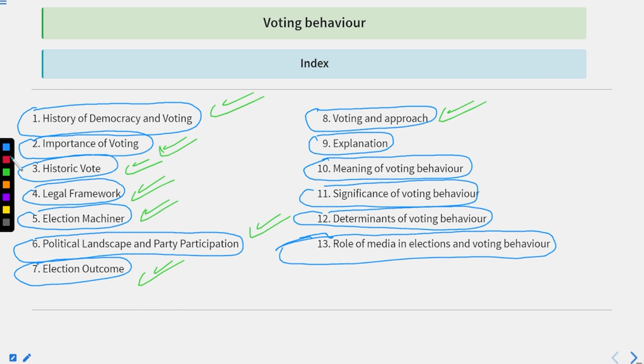If we talk about the topics that we are left with, we are left with the explanation, meaning of voting behavior, significance of voting behavior, determinants of voting behavior, and the role of media in elections and voting behavior. All right. So that is the picture that we have created so far. We will start from where we had left in the previous lecture, but before this, let us recall several facts and figures.